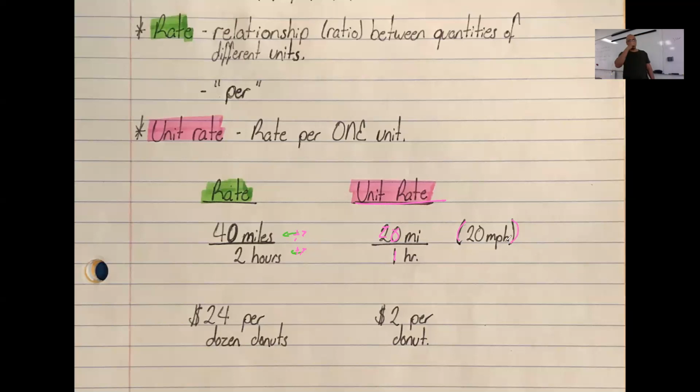So when your parents are driving you to school and they're going 20 miles per hour, that means that if they were to drive at that speed, at that rate, for an entire hour, they would go 20 miles. That's what 20 miles per hour means.